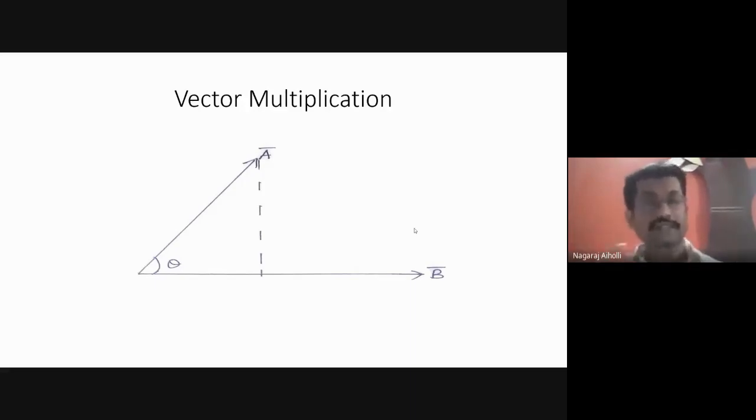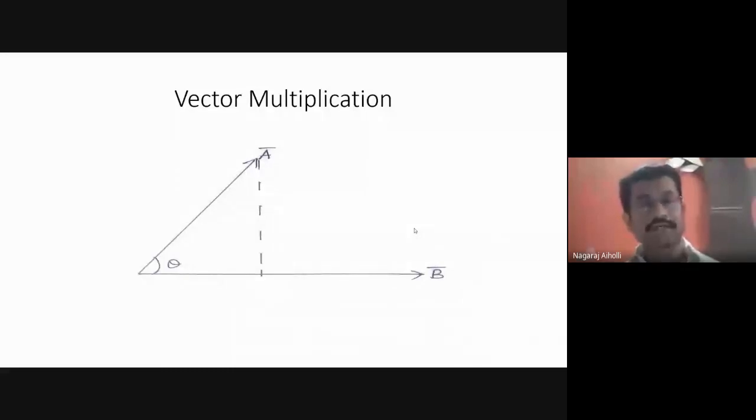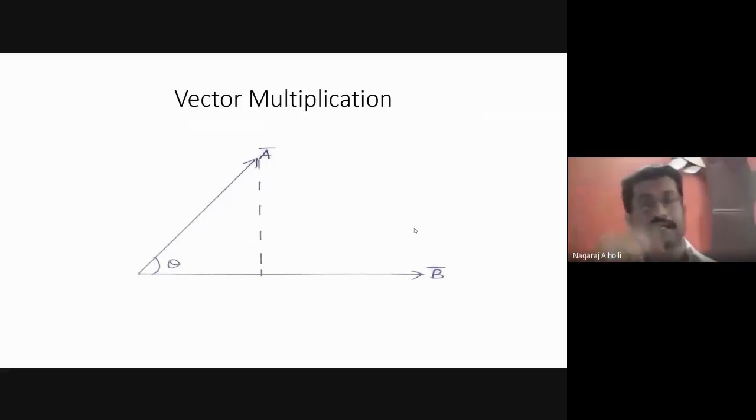Similarly, what will it be for Y to Z? X to Y we found out. What will it be for Y to Z? Same, sir, 0. It is the same thing, because the angle is 90 degrees, and we get 0. Z to X? Same, sir. It is also the same, because the angle between them is 90 degrees. They are mutually perpendicular to each other.